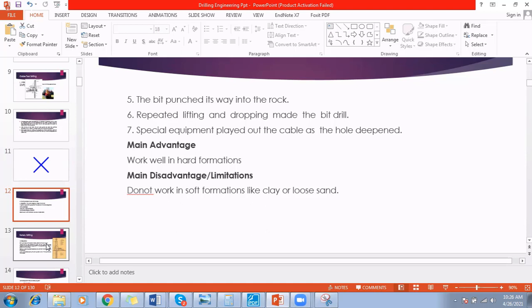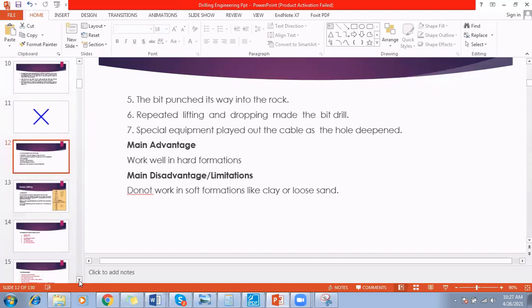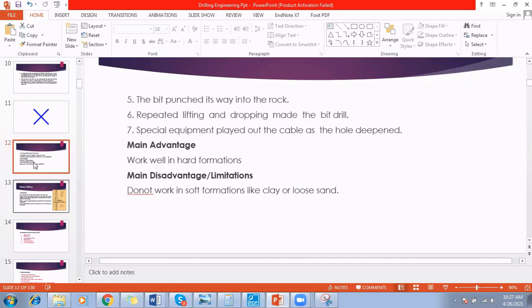hard formation. So can you give me any example related to hard formation? What is meant by hard formation and what is meant by soft formation? You need to name two rocks, one that may be hard and the other soft.